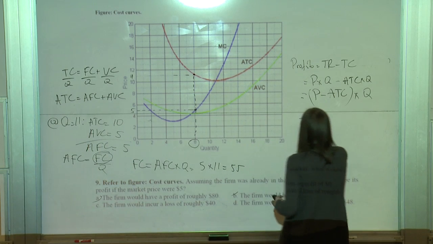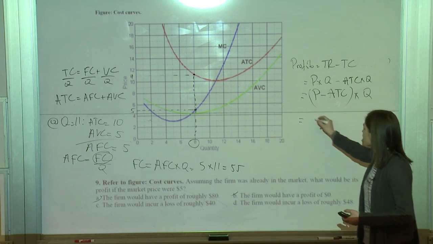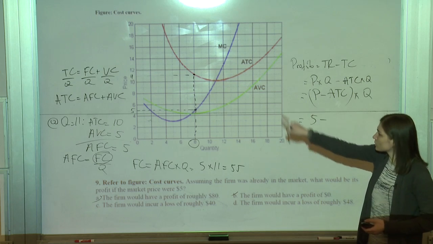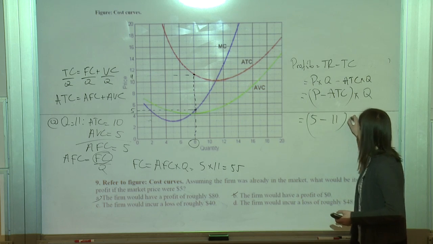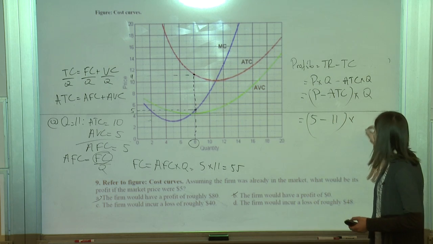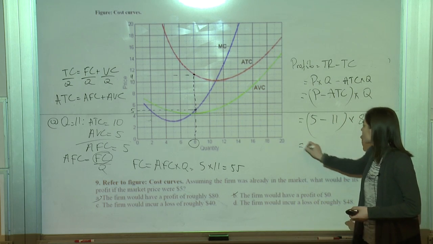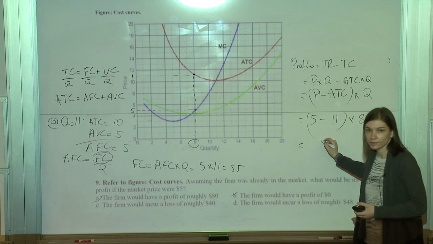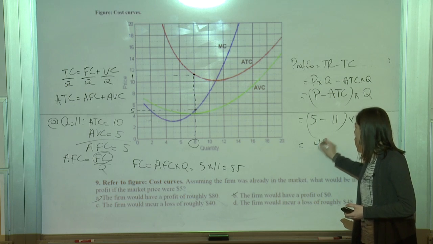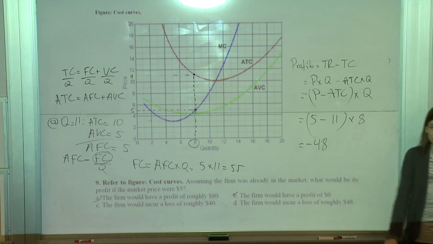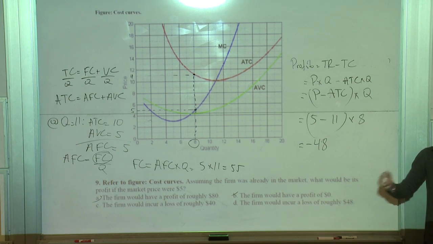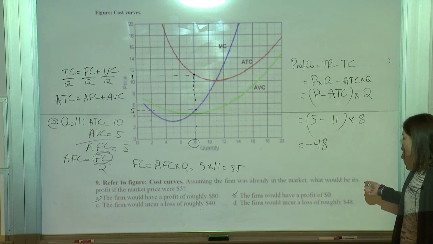Now what's left is to find out exactly what the loss is. This is just plugging it in. At the price of 5, average total cost is 11, and quantity is 8. Well, 6 times 8, 48. Negative. So the company is going to operate at a loss of $48 roughly.